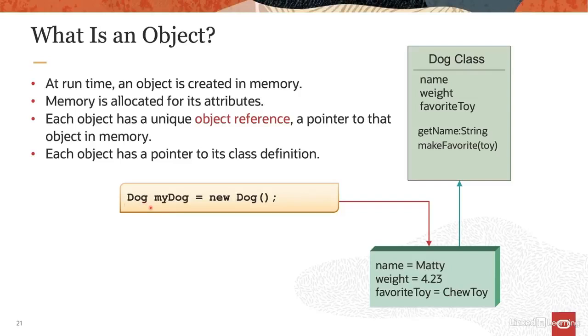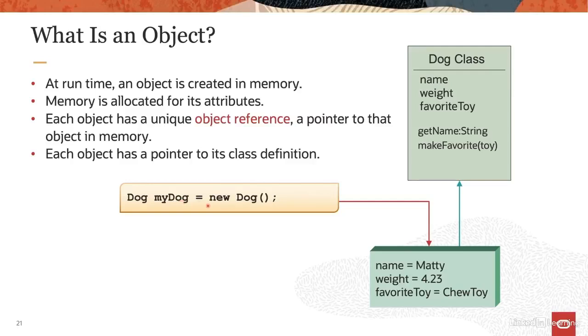In this case, we're seeing that myDog is of type dog. Java is a strongly typed language, and we have to define what type of object reference must be. Then over on the right-hand side, we create a new instance of the dog class, in this case, a dog object, using the new keyword, and assign that to the myDog object reference.